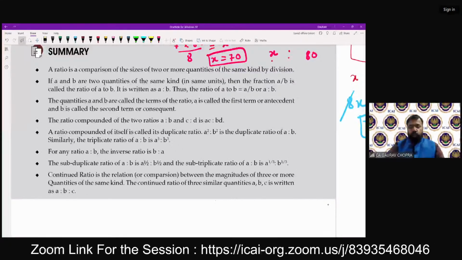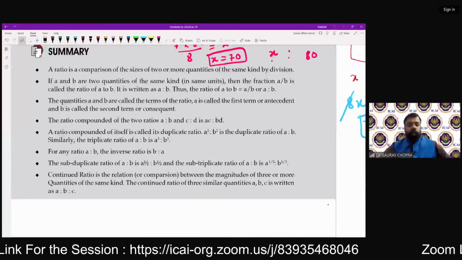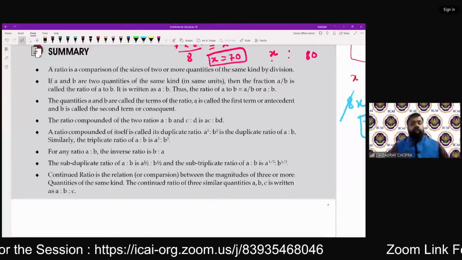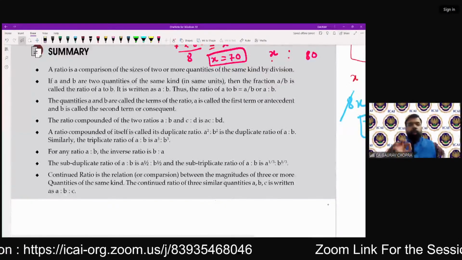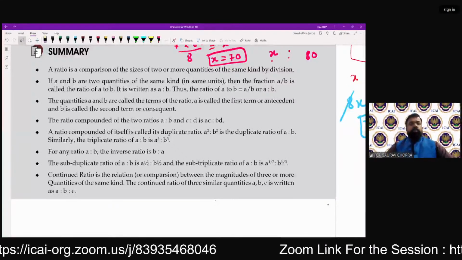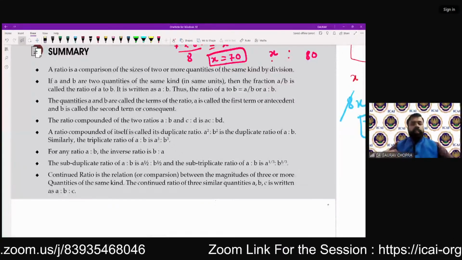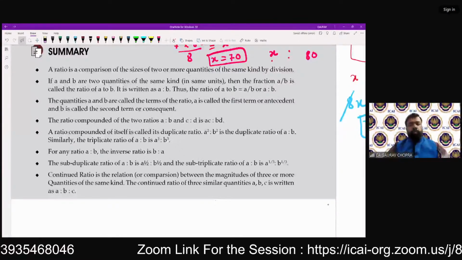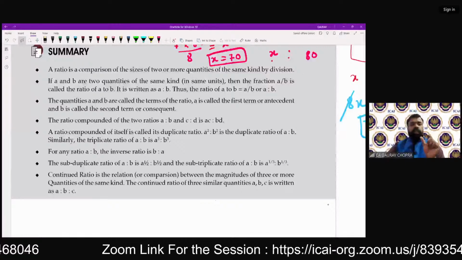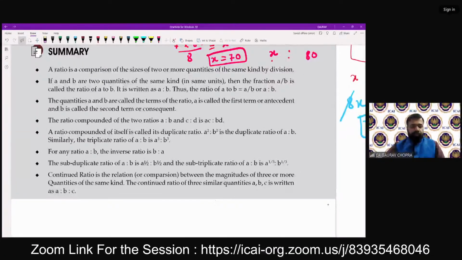Yes, sir. From my past experience in the exams, normally from the ratio chapter, on an average, one question is asked. Very few times, even two questions may be asked, but normally one question is fixed from the ratio chapter and one from the proportion. So overall, these are the 2 marks which we can get from ratio and proportion.